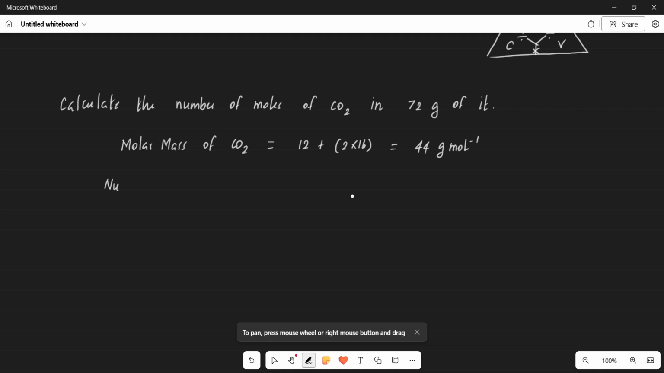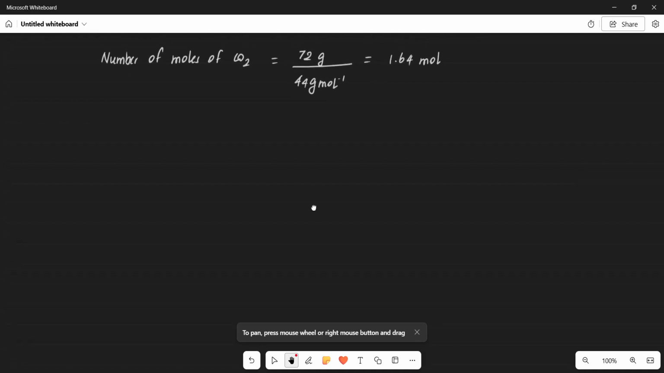Then I use the first formula of this video. Number of moles of carbon dioxide is equal to mass of the carbon dioxide given, 72 grams, divided by molar mass of carbon dioxide, 44 grams per mole. When I divide 72 by 44, I am getting 1.636, so I would say 1.64 moles. This is how I calculate the number of moles from the mass given to me.